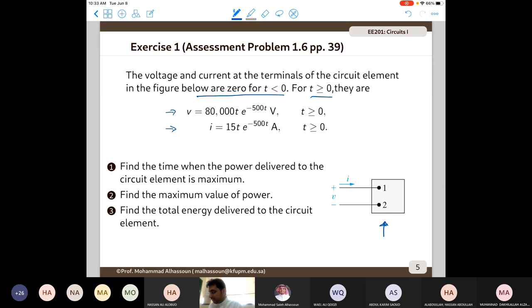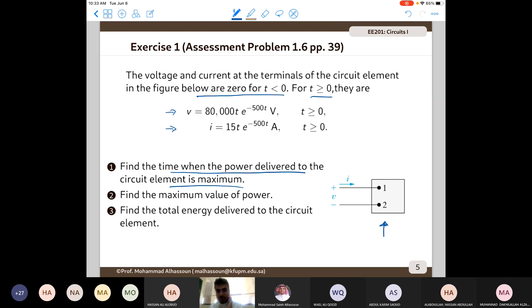What we're asked to do is first find the time when the power delivered to the circuit element is maximum. Then we need to find the maximum value of the power. So the first part is asking us to find the time when the power is maximum, and the second is asking us to find the maximum value of the power. And the last one is the total energy associated with the element.